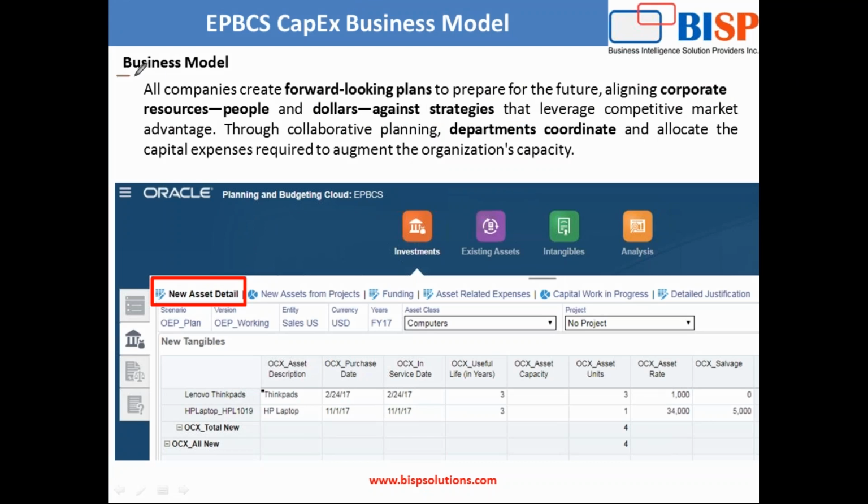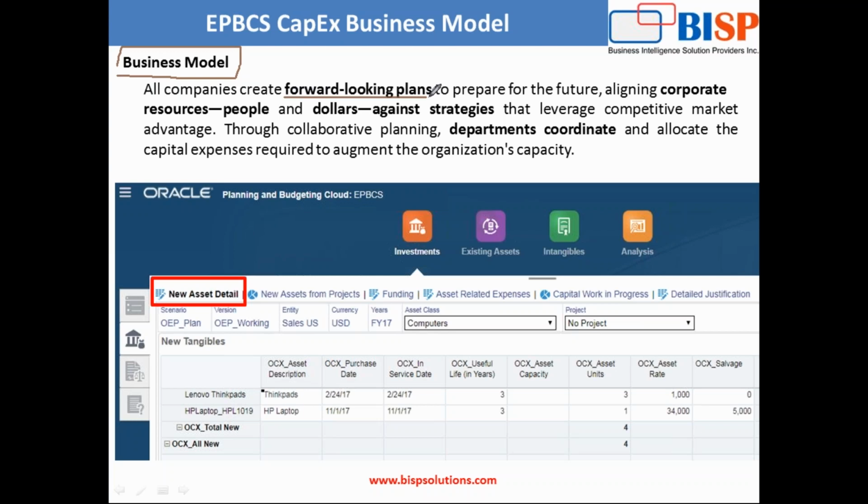In the whole process, we actually project a business model. All companies, small to enterprise organizations, create a forward-looking model or forward-looking plan, and that is the objective of planning.